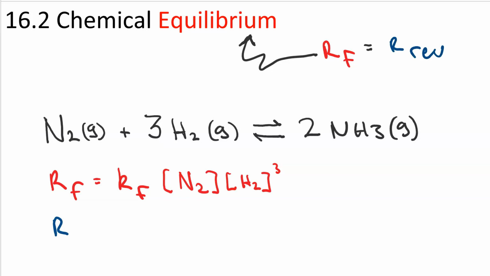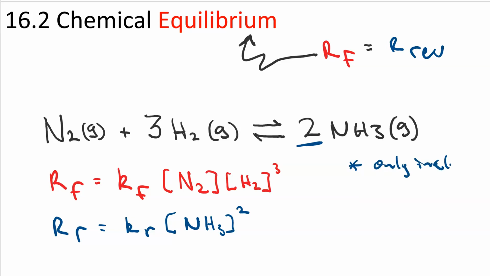The rate equation in the reverse direction, RR, is equal to the rate constant, KR, in the reverse direction, times the concentration of NH3, the product, raised to the power of its coefficient, 2. And again, you only include stuff that's in the aqueous phase or the gas phase, but not solid or liquid.